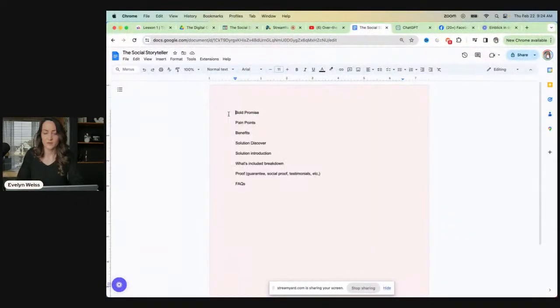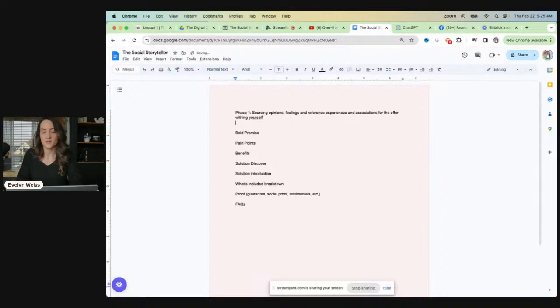Okay, so let me go back. I also want to map out this document as in what do I actually do. And I want to say phase 1 is sourcing opinions, feelings, and reference experiences and associations for the offer within yourself. And so this is the first thing that I like to do. And here I'm brain dumping.